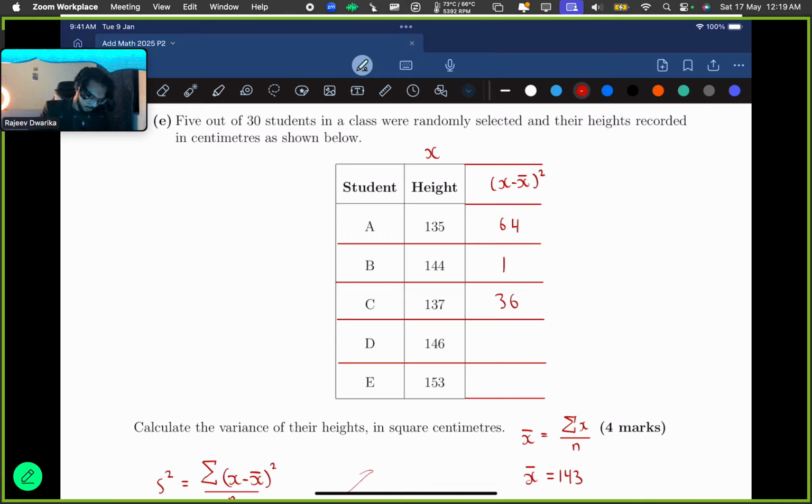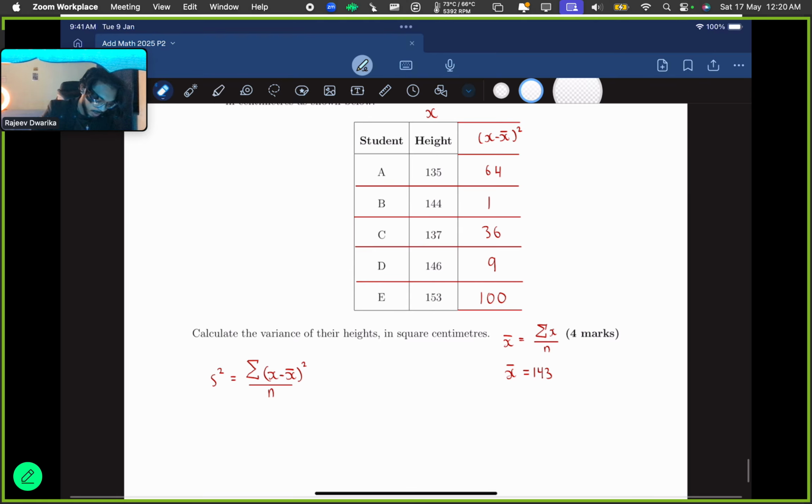Let me start adding this up while you're doing that, so you don't have to stay here. Plus 1 plus 36 plus 9 plus 100. 210 divided by 5 is 42, right? You sure that's correct? You check it, you're good, right?